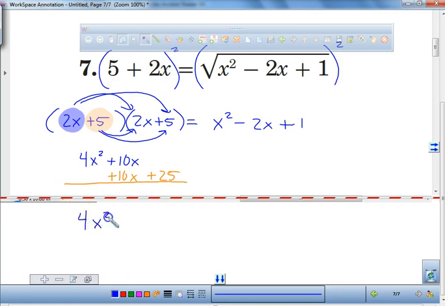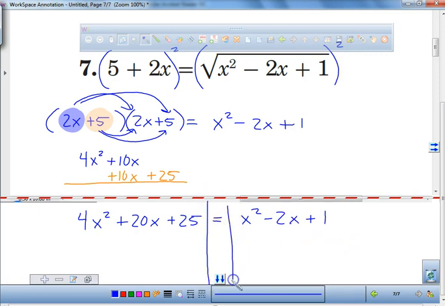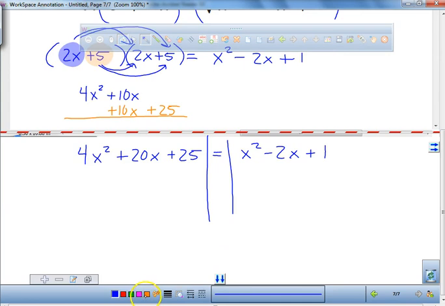So you have 4x squared plus 20x plus 25 equals x squared minus 2x plus 1. And because Bailey told us once, we'll just do it again. We got to set everything equal to 0, because this is a quadratic. So we got to set everything equal to 0.